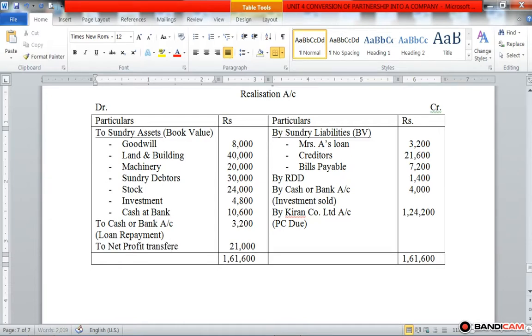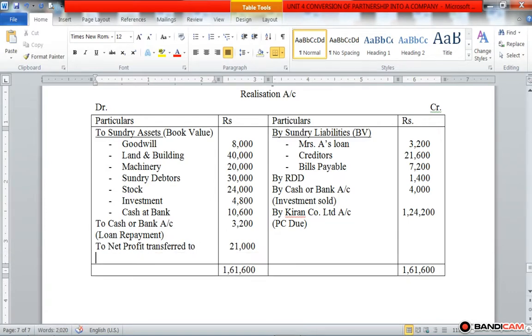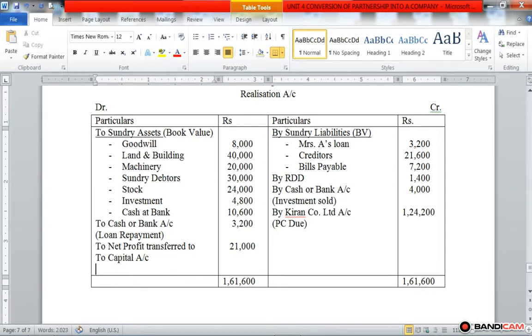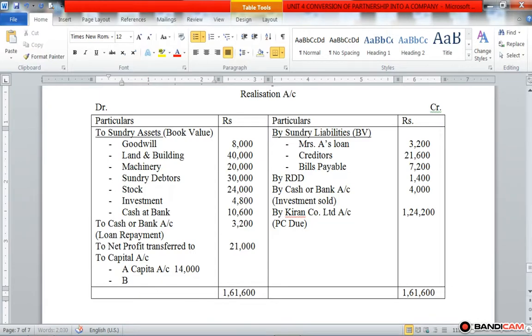The profit is distributed among the partners of the partnership firm as per their profit sharing ratio, which is given in the problem, that is 2:1. So the 21,000 is transferred to capital accounts as per profit sharing ratio. 21,000 divided by 3 multiplied by 2 is 14,000 profit transferred to A's capital account, and B's capital account 7,000. Okay, got it?